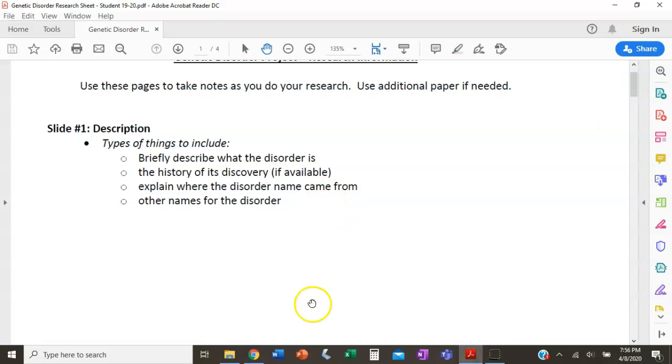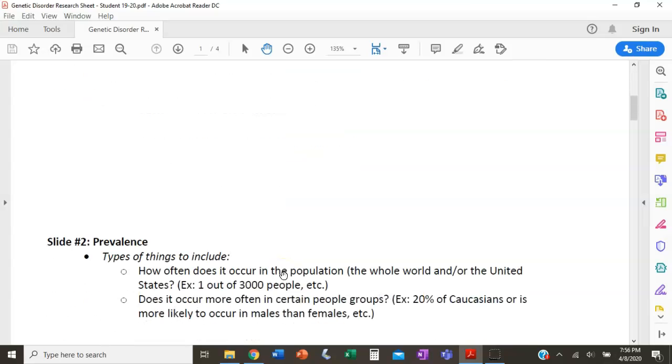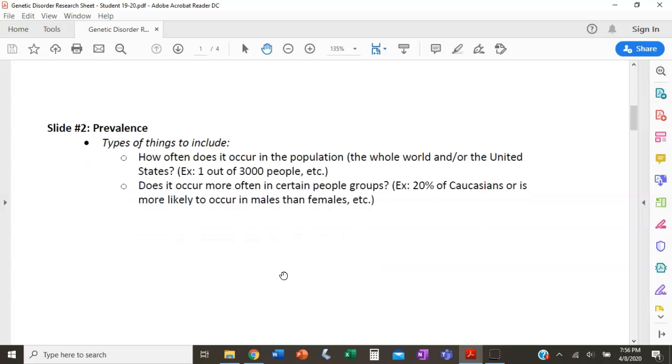So that takes care of description. That doesn't mean those are the only places you're going to look for information for this, but those are some really good starting points. So let's move on to prevalence.